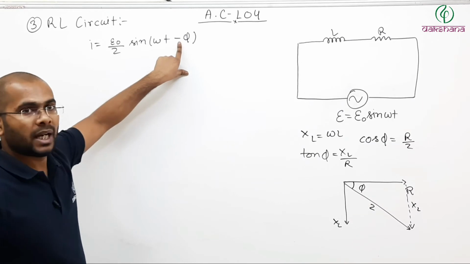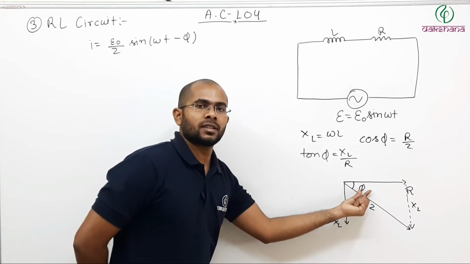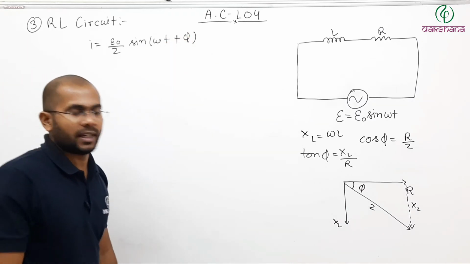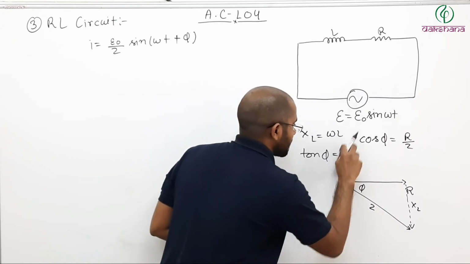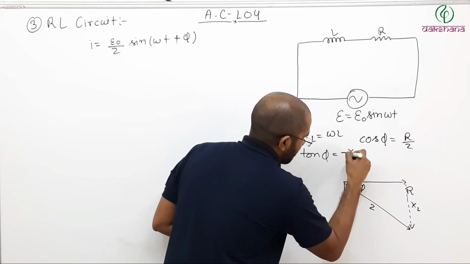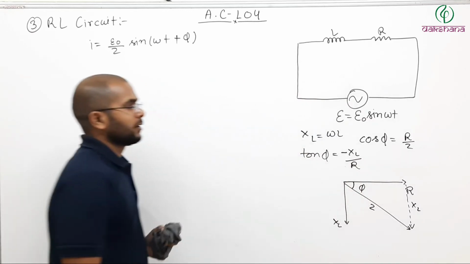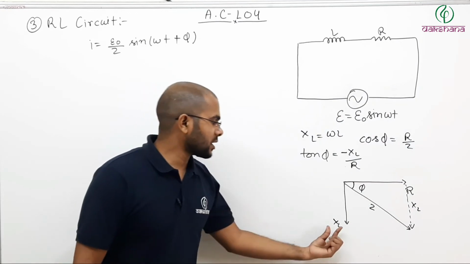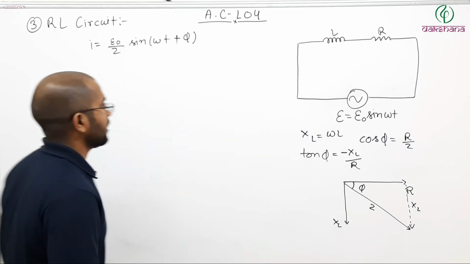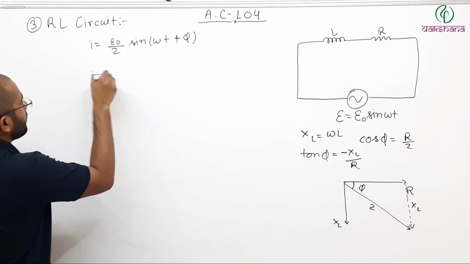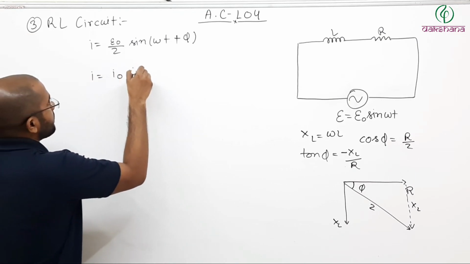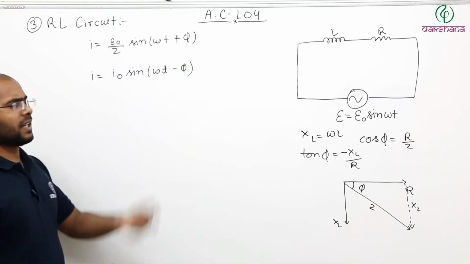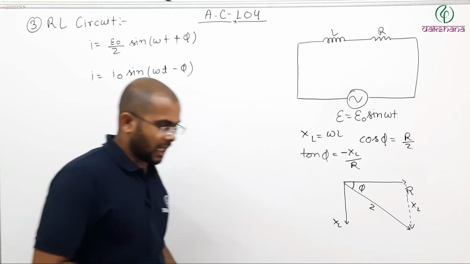So remember, if you are taking minus here, then this is just the magnitude. Or if you are writing the original equation omega t plus phi, then you will have to take tan phi as minus of XL divided by R. Why minus? Because it is shown along the negative y direction and XL is just the magnitude. Then what will you get here? You will get I equals I naught sine of omega t minus phi, where phi is whatever the value. So that would be the current.